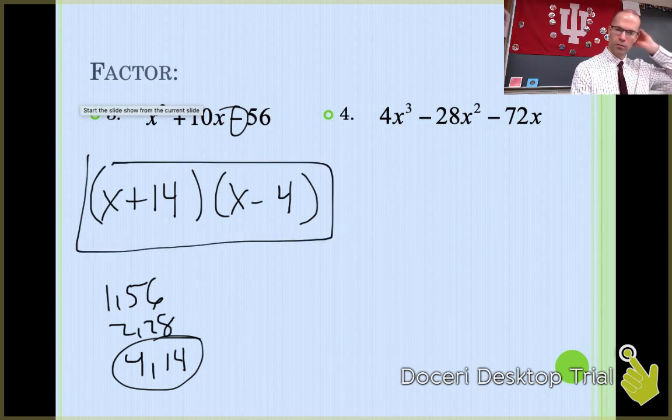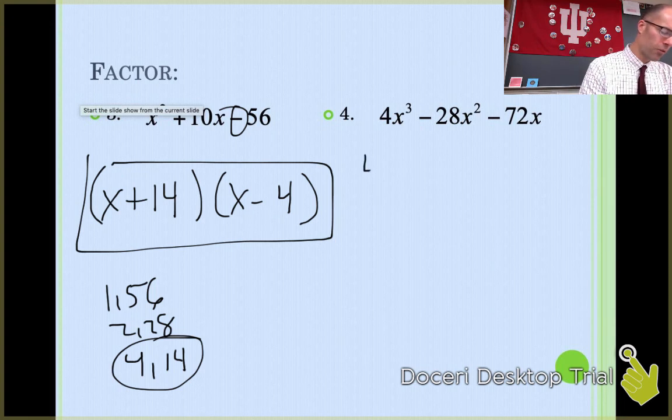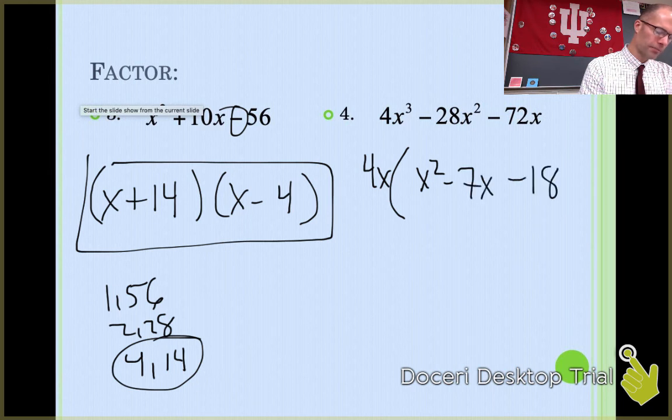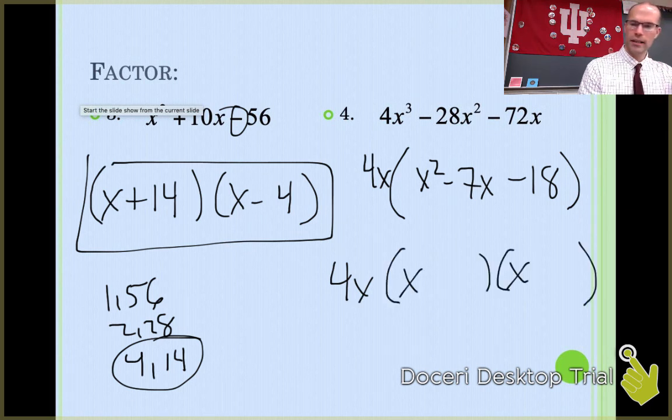All right, number 4, we're going to take out the GCF. They all have a 4x in common. So then I'm left with x squared minus 7x minus 18. All right, so let's see if I can keep going. So I've got my skeleton of an x and an x. C value sign is negative, so that means my signs are opposite. 18, well, let's see here. You got 1 and 18, you've got 2 and 9, and you've got 3 and 6. We want to get negative 7, so that's going to be the 2 and 9. So to get a negative 7, you'd have a negative 9 and a positive 2.